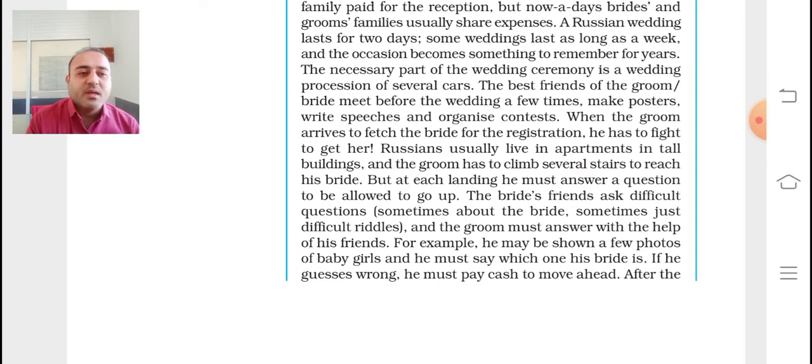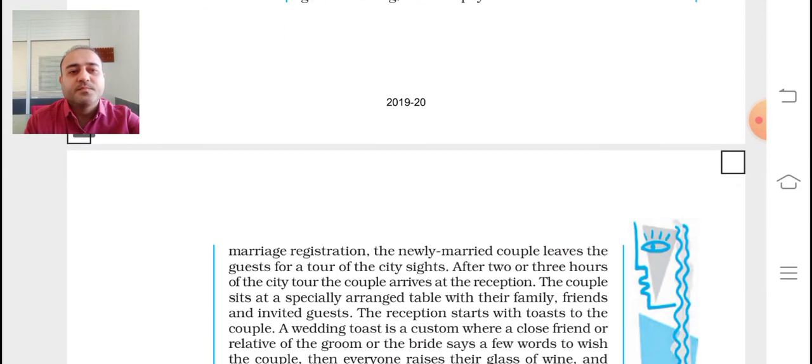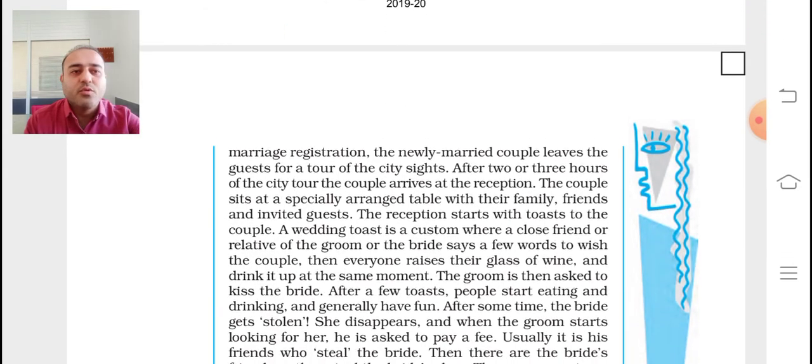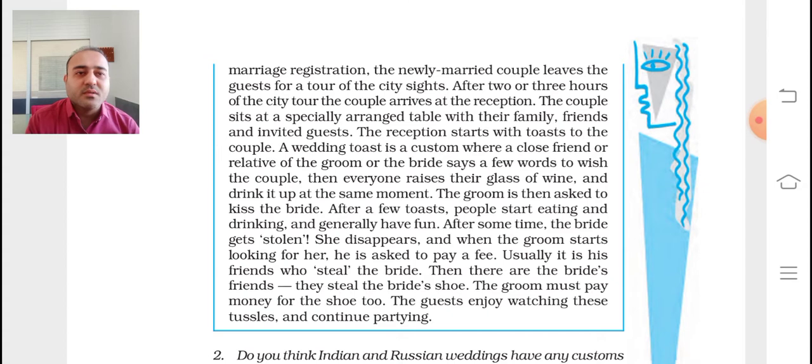For example, he may be shown a few photos of baby girls and he must say which one is his bride. Okay, if he guesses wrong, he must pay cash to move ahead. After the marriage registration, the newly married couple leaves the guests. That means the guests will be at the reception hall only, and they will leave the guests for a tour. Okay, they'll go on a tour of the city side.